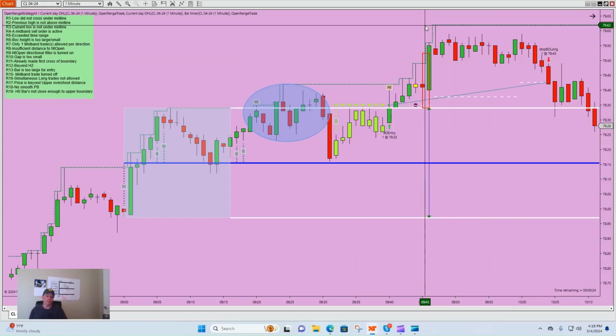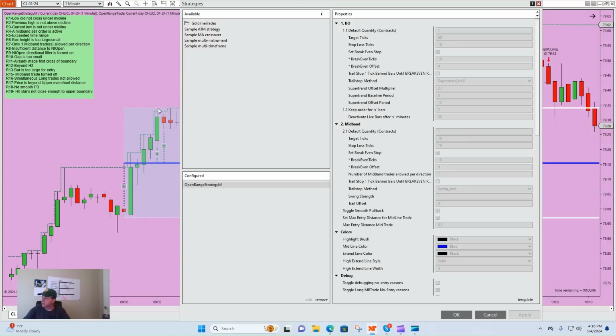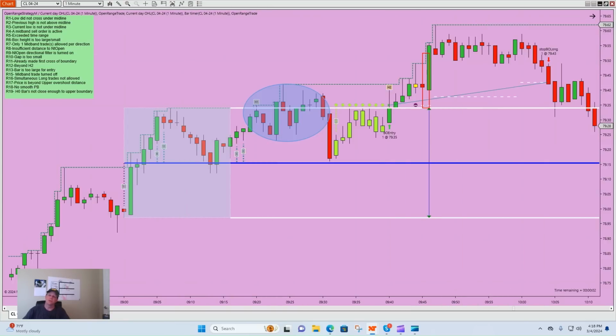Now, some of those second attempts, like this one, it's profitable, but it didn't do that much. I mean, it went up 30 ticks, but some of those second attempts can be really nice. I think I've got the settings on oil for 60 ticks. Yeah, 60 ticks. So I'm looking for 60 out of the box right now. All right.